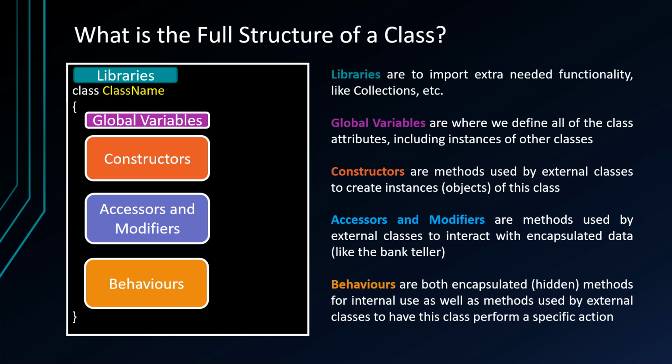But some things are not going to be encapsulated, and you actually want the outside world, the outside classes, to be able to call this functionality, just like they can call the accessors and modifiers. So it might be something as simple as draw a card, which would draw the top card from the deck and return it back. Okay? So, as it says, behaviors are both encapsulated, hidden methods for internal use, as well as methods used for external classes to have this class perform a specific action.